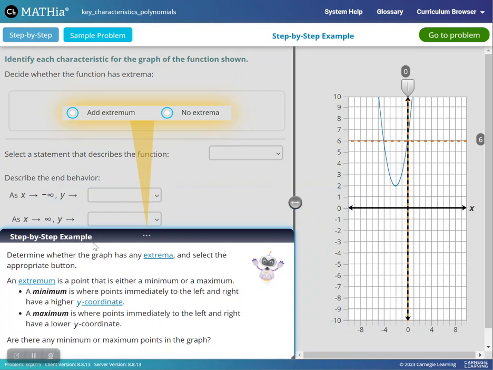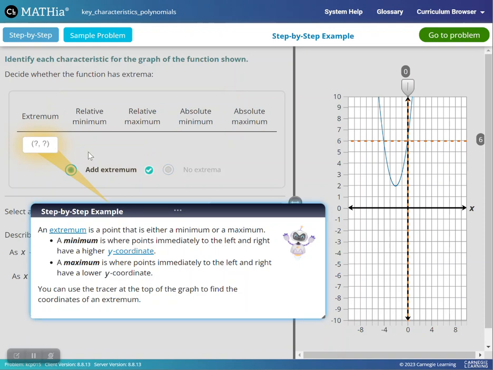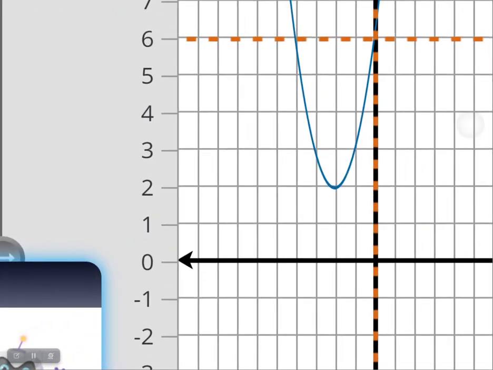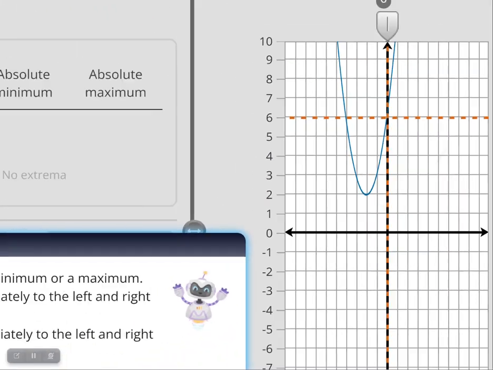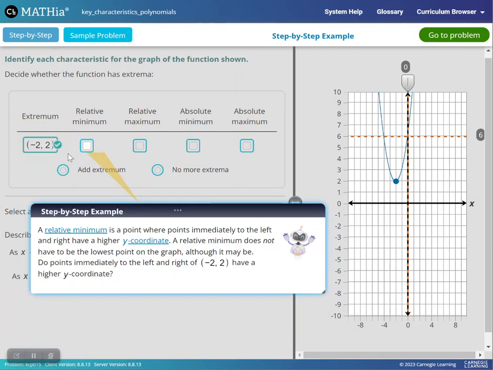If we look at the graph here, we basically have a parabola. And so there is an absolute minimum, so yes, there is an extrema. What is the point of that extrema? Okay, so we're going to look at it, and I can see right here, it looks to be about -2, 2. So we need the coordinates. So I'm going to type in parentheses, -2, 2, close parentheses, and I'm right.